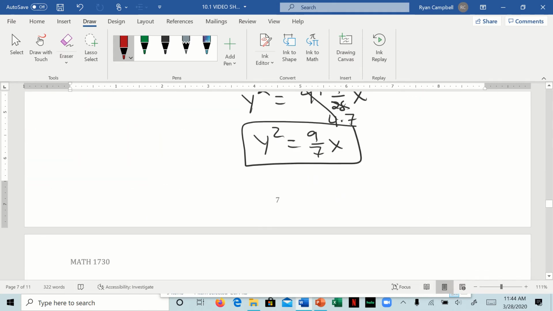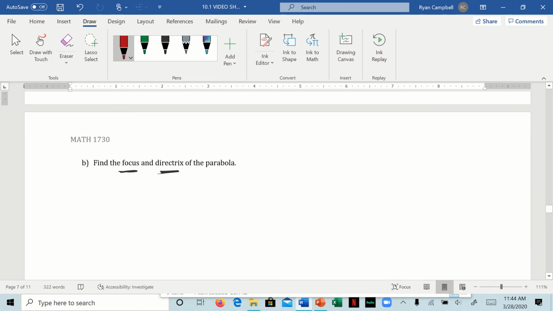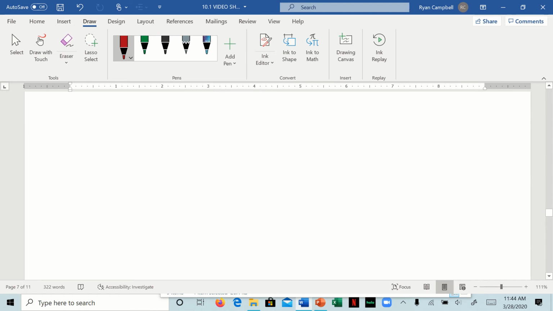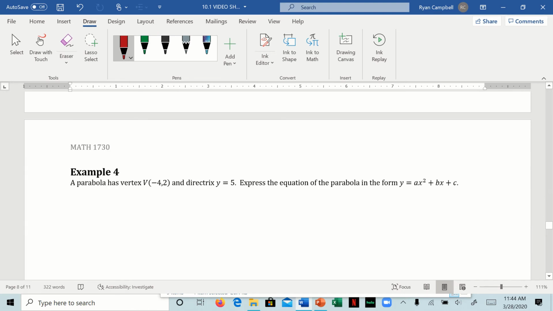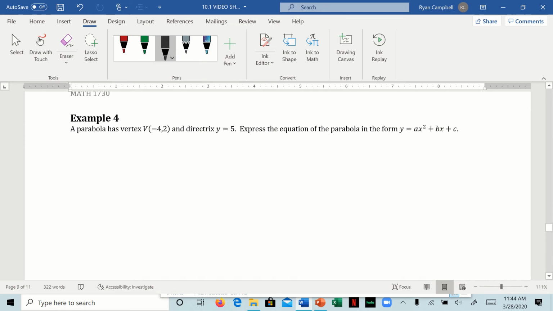So again, you can memorize those formulas if you want, but I think it's easier just to remember those small ideas, or the general ideas for everything. It works for all of it. All right, example number 4. A parabola has the vertex (-4, 2) and the directrix y equals 5. Write the expression in this form.